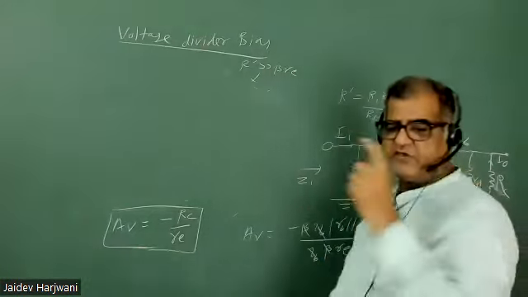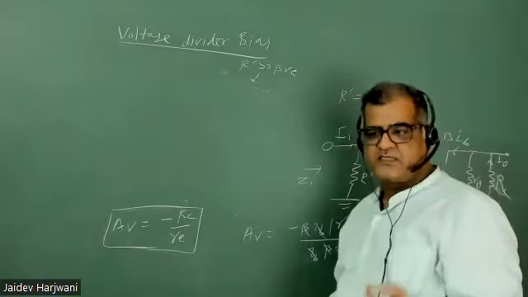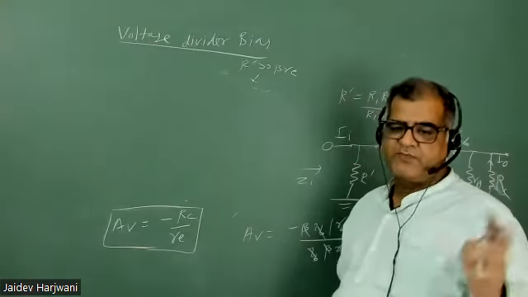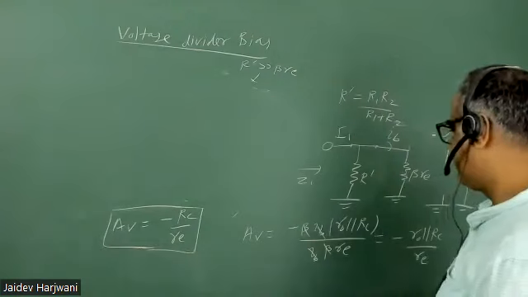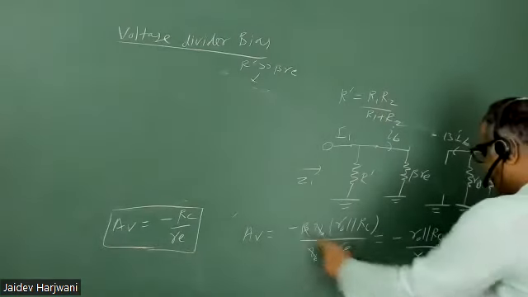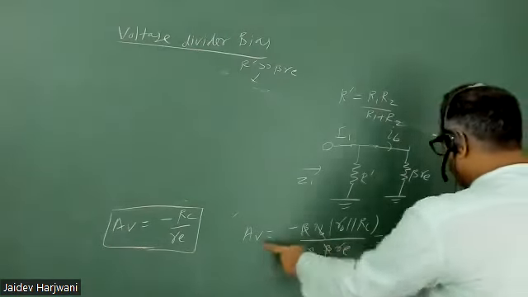We are replacing the junction with a resistance, that is also not true, but this is an approximate analysis, okay, we're using the model. So this is your AV, but this is almost true, okay.